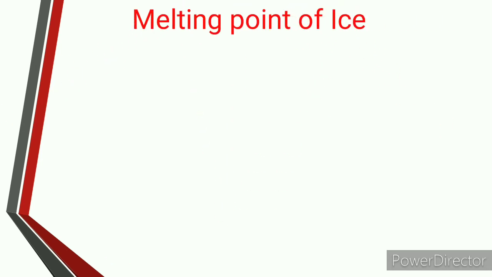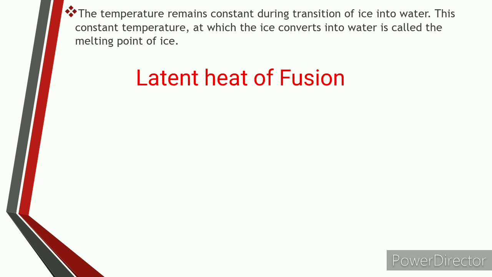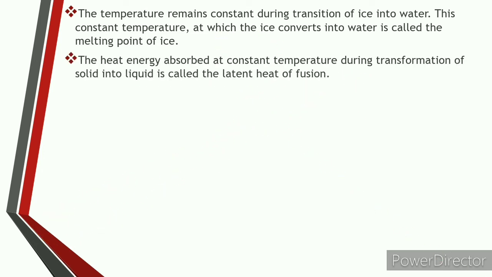First we will see the definition of melting point of ice. The constant temperature at which the ice converts into water is called the melting point of ice. Now the next definition is latent heat. The heat energy absorbed at constant temperature during transformation of solid into liquid is called latent heat of fusion.